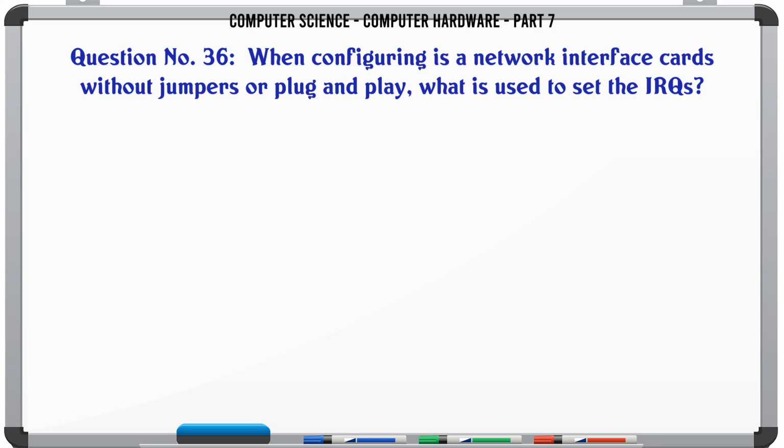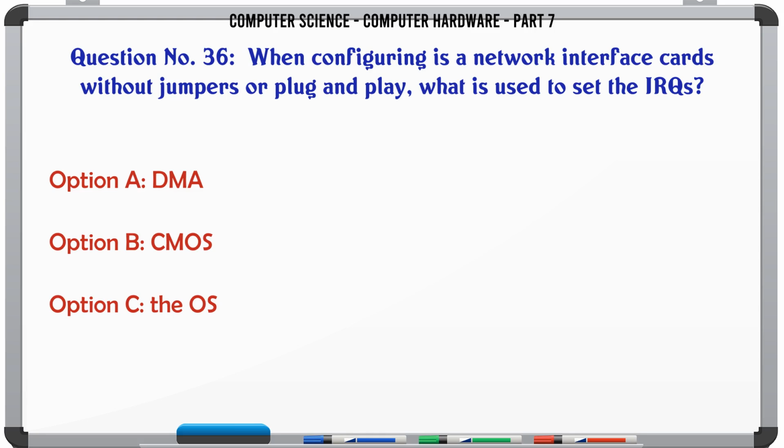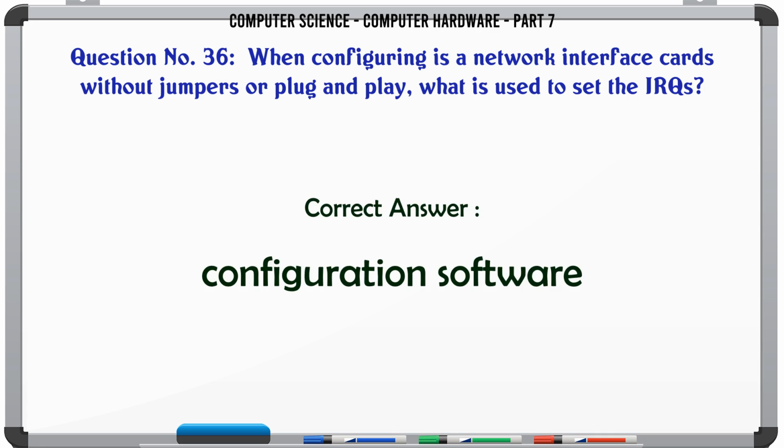When configuring a network interface card without jumpers or plug and play, what is used to set the IRQs? A. DMA, B. CMOS, C. DOS, D. Configuration software. The correct answer is configuration software.